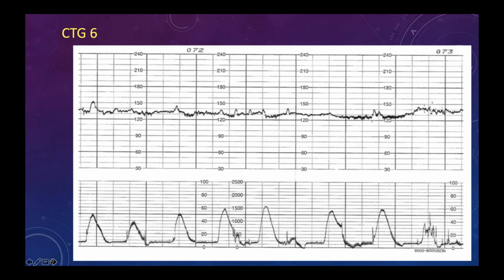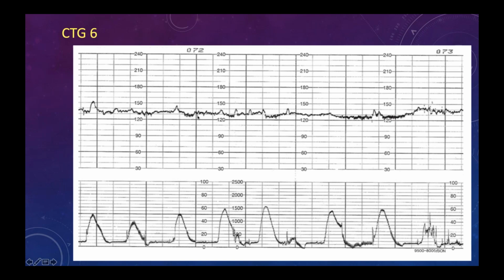Here, if we see contractions in 10 minutes, it will be around 1, 2, and around 2 contractions. No. You will take this from here to here. Okay, 1, 2, 3, 4 contractions. 4 contractions, yeah. Then baseline is around 130.